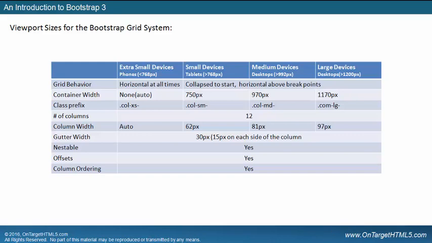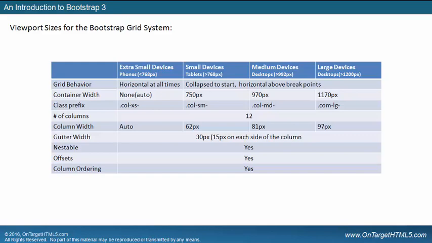For small devices, which are greater than or equal to 768 pixels, the container width will be 750 pixels. The class that we're going to use is .col-sm- and again the number of columns. Again, that's 12 columns max. Our column width for those small devices like tablets is 62 pixels, keeping in mind that we've got that gutter width of 15 pixels on each side. And again, everything's nestable. We have offsets, we have column ordering.